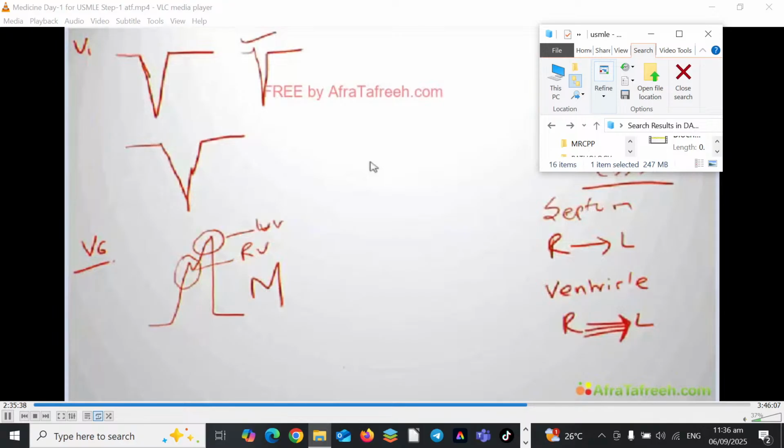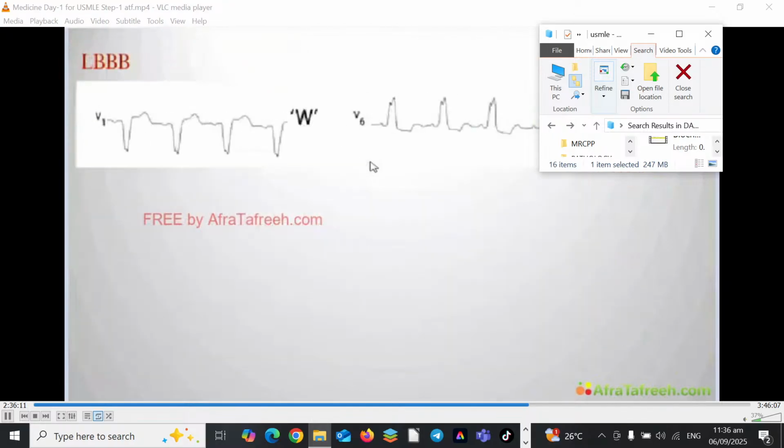V6 was supposed to have a QRS complex, with a Q wave from the septum. There is no septal depolarization because of LBBB. Septum is going from the right to the left. So even that becomes positive. V6 lead was already positive, so that stays positive. And finally, you get something like an M pattern. Is it clear? What you have is something like this.